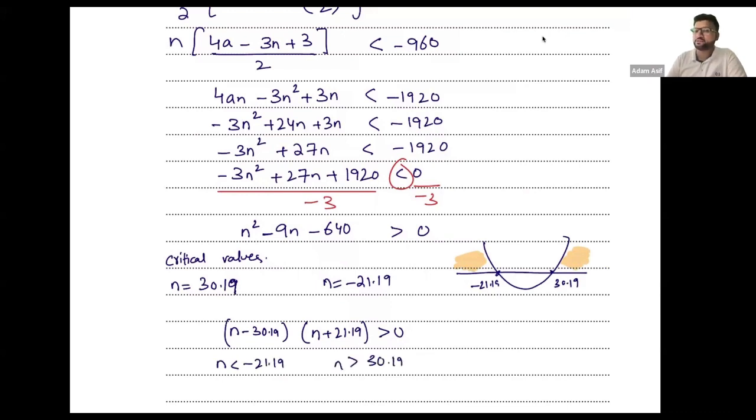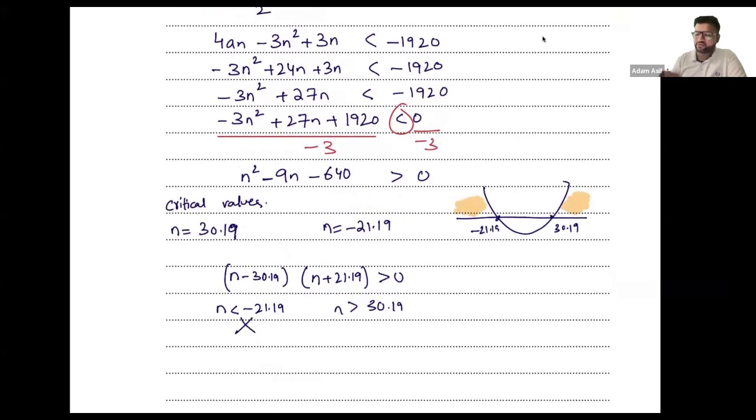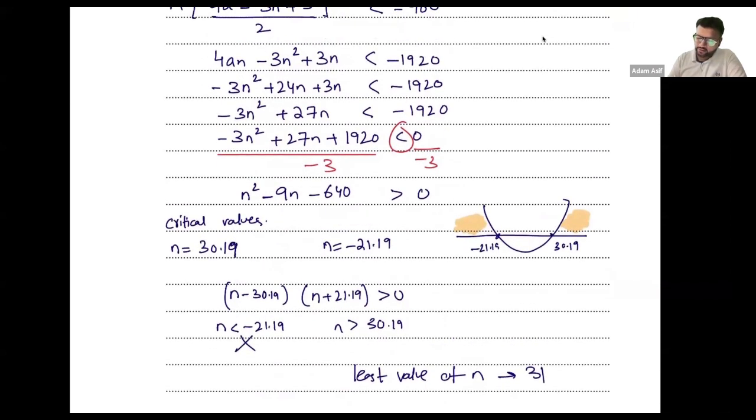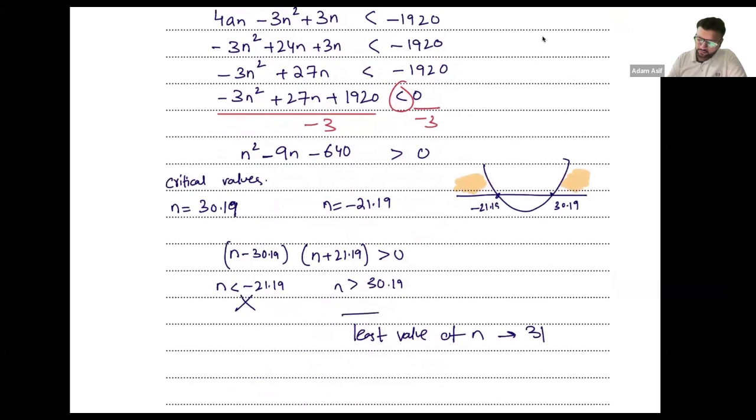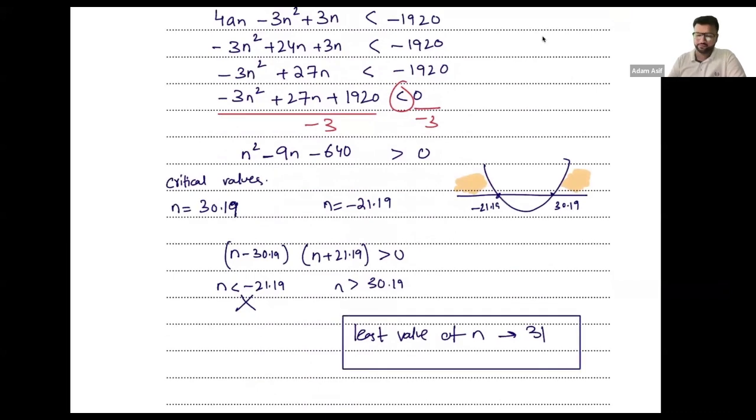But we know that n is representing the number of terms, so we are not going to take this. n must be greater than 30.19. So what is the least value of n? n represents the number of terms. It cannot be 30.19, it should be a whole number, an integer value. So the least value of n would be 31. It has to be greater than 30. Yeah, that's going to be 31.